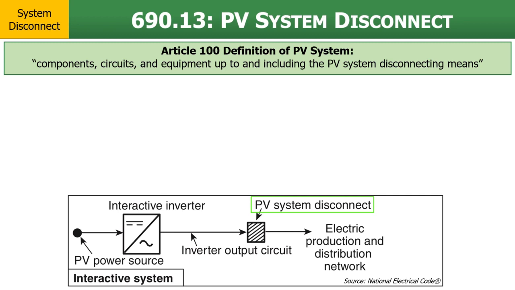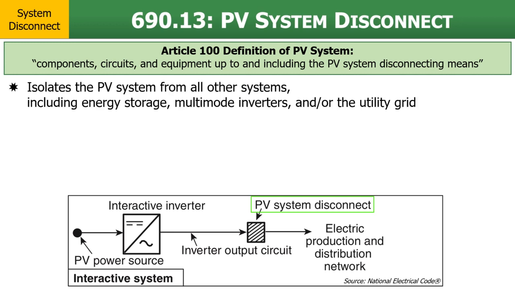Well, we have to refer to Article 690. There are diagrams at the beginning which show very simple drawings like we see at the bottom here that identify where the PV system disconnect is located. Now, the PV system disconnect is the device that isolates the PV system from everything else.